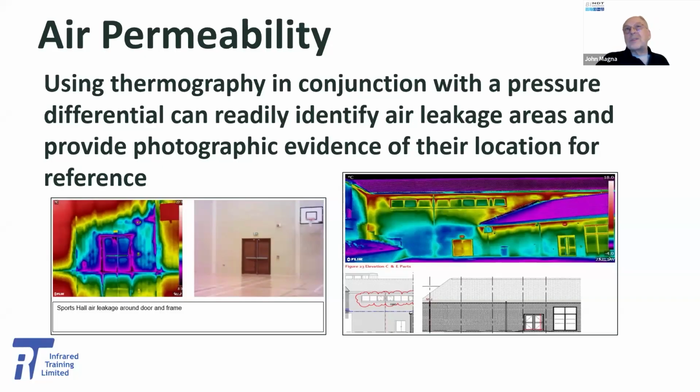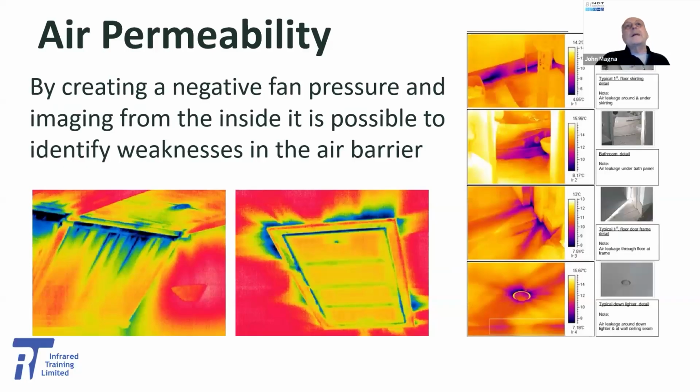These images show considerable air leakage around an external door to the sports hall of a new school building. By creating a negative fan pressure and imaging from the inside, it's possible to identify weaknesses in the air barrier. It requires a bit more care with camera settings and ideally the use of a blower door, because often there's no working heating system in operation during a new construction to create a suitable density across the envelope.